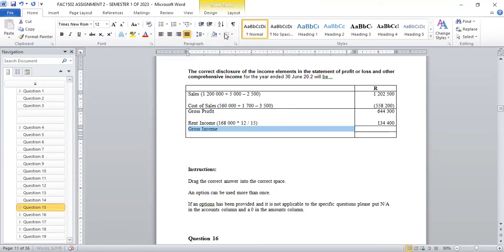All right, we get 778,700. That will be our gross income.